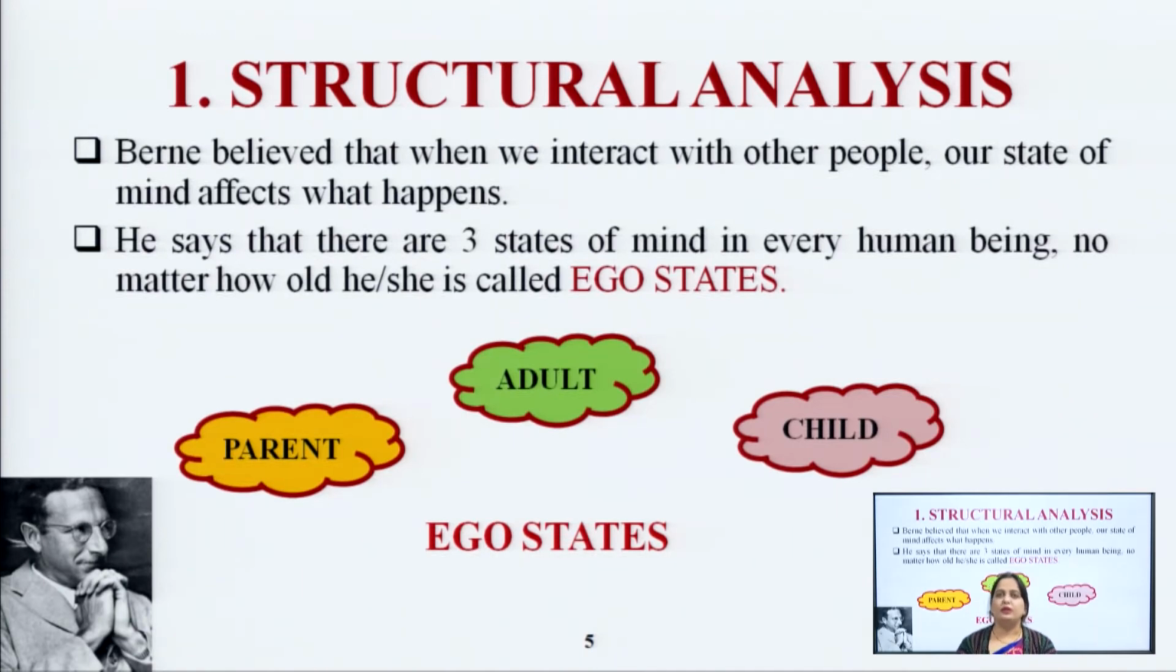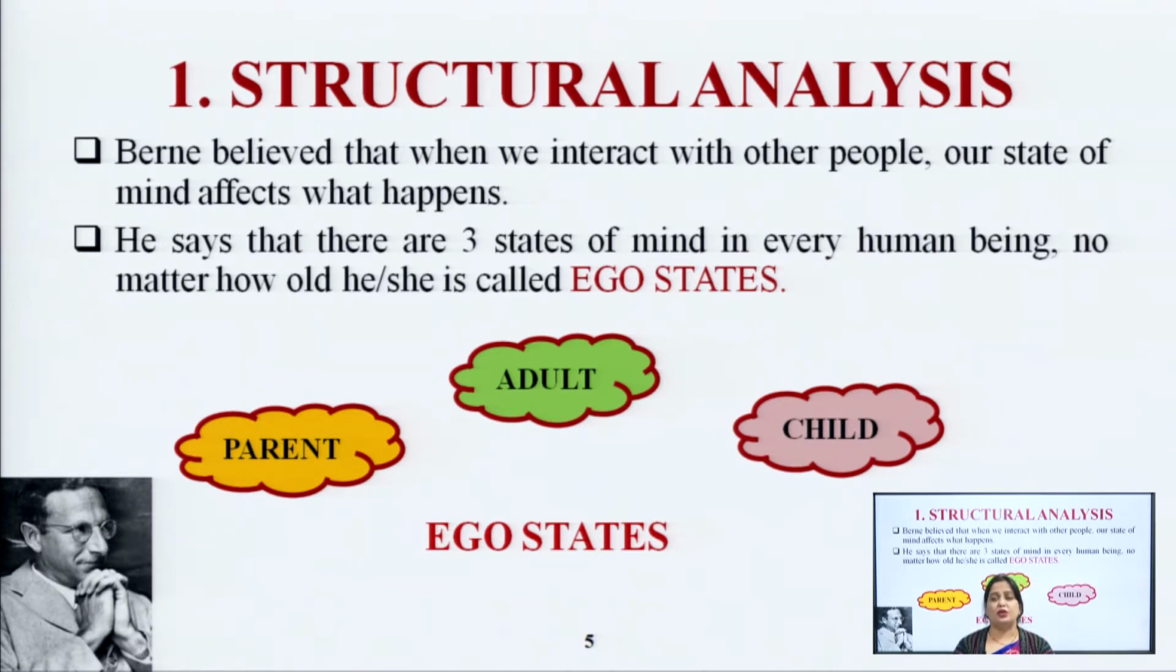So, let us start with structural analysis. In transactional analysis, Berne believed that when we interact with other people, our state of mind affects what happens. He says that there are three states of mind in every human being, no matter how old he or she is, and these are known as the ego states. It has been previously discussed that in human behavior, we can see three states of mind.